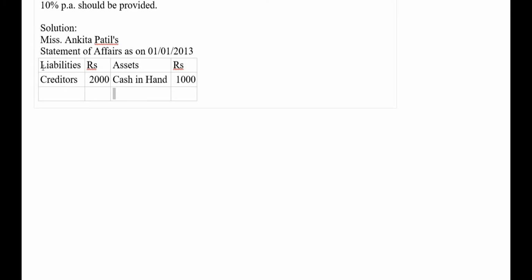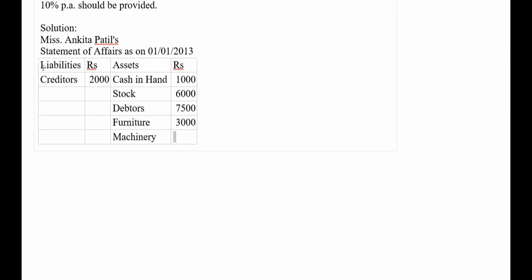Then there are no other liabilities here. Then stock 6,000, then debtors 7,500, then furniture 3,000, then machinery 15,000. So the total of this comes to 32,500. Let me write down the same thing here, 32,500.